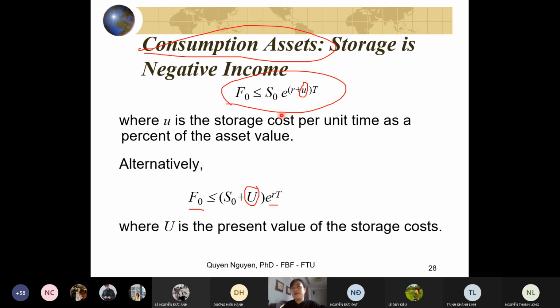What does it mean that we cannot consume? Why do you think so? Why can't we consume? If you have a consumption asset, I think the investor wants to consume now, but if we convert this asset into a forward or futures contract, you can't consume it. Why not?